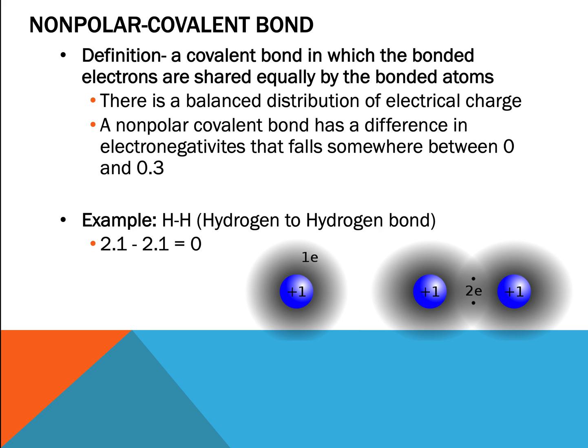In a nonpolar covalent bond, the bonded atoms share electrons equally, and there is an equal distribution of charge. When we subtract their electronegativities, the difference is somewhere between 0 and 0.3. If you have two of the same atom bonded together, in this example hydrogen to hydrogen, you'll notice that the difference in electronegativities is 0. That's because both of those hydrogen atoms have an equal pull on their electrons. They're sharing them equally.